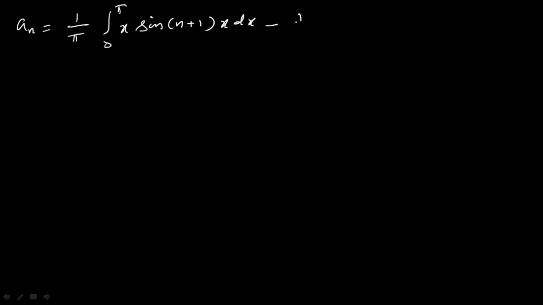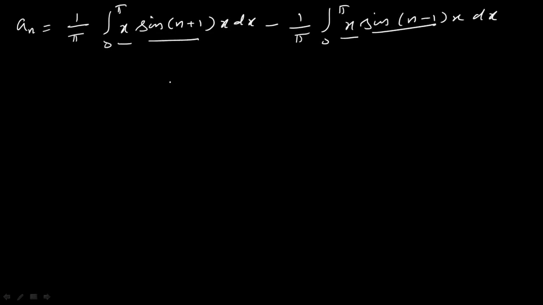So now your next step. Here an is equal to, let me take the first integral as 1 by pi integral 0 to pi x sin (n plus 1)x dx, minus 1 by pi integral 0 to pi x sin (n minus 1)x dx. Look here, this is a product, of the form integral uv dx. So if you are thorough with the basic Bernoulli formula, you have to continue like this.